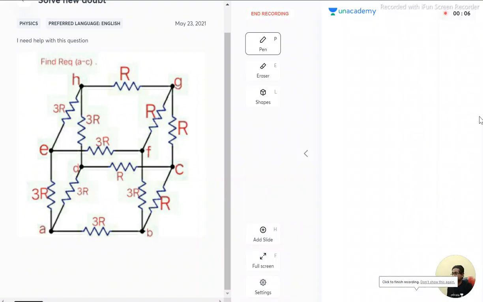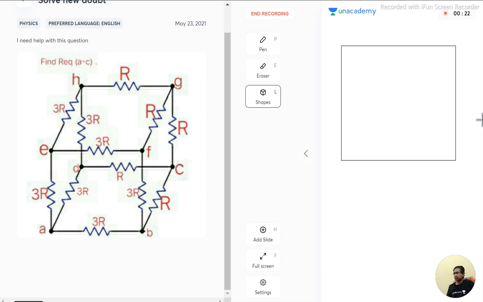We have a question over here. The question is, we need to calculate the equivalent resistance between the point A and C. So for that, we have to compress this like this. Okay, so now I'm compressing this, like this.